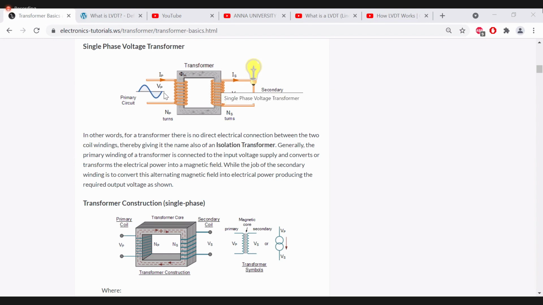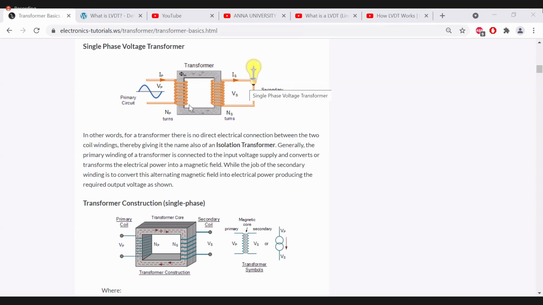We are supplying input voltage. Because of that supply voltage, we will get a magnetic flux. That magnetic flux will induce a voltage in the secondary coil. That is our output.